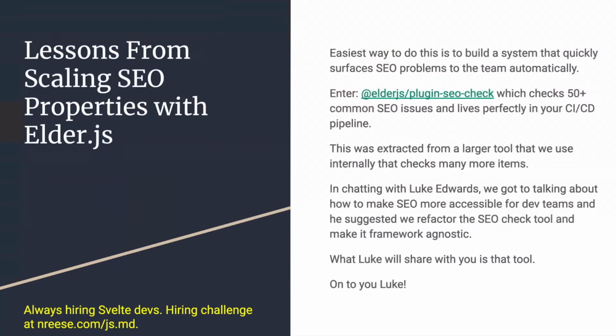All right, so let's talk a little bit about the lessons that I've learned from scaling SEO properties with Elder.js. Right now I have quite a few major SEO properties running on Elder.js. Some are in cooking mode, basically sitting there growing in traffic, and others are the main focus. But essentially the thing I've learned over the years, whether it's on the properties I'm working on right now or not, is that you need a way to surface common SEO problems automatically to your team. At Broadband Nowadays, we had a full-time SEO, and all he did was audit the site after every single build.